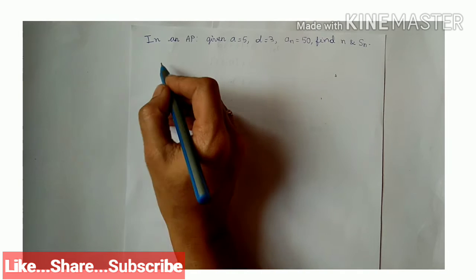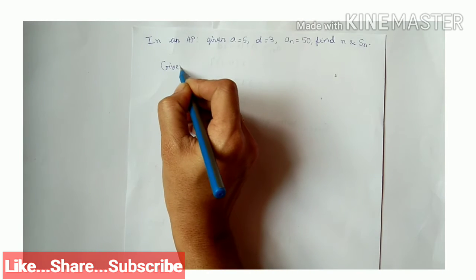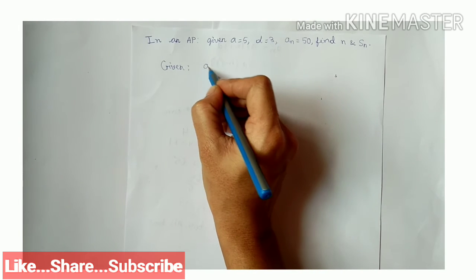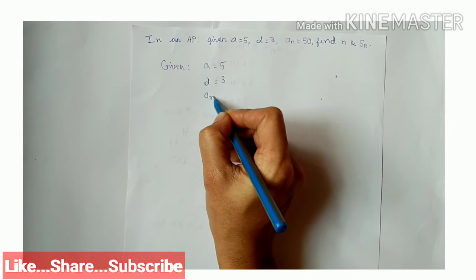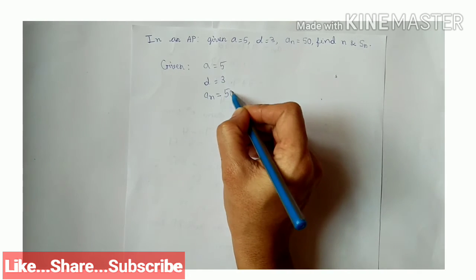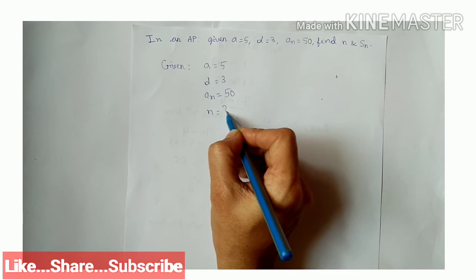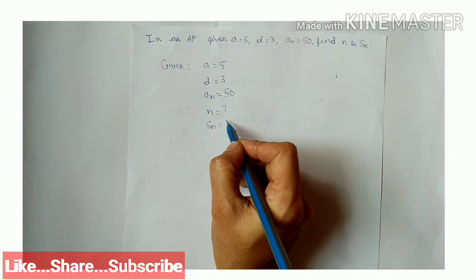In an AP given a is equal to 5, d is equal to 3, an is equal to 50, find n and Sn. Here given first term is 5, common difference is 3, nth term of an AP is 50. We have to find number of terms and sum of n terms.